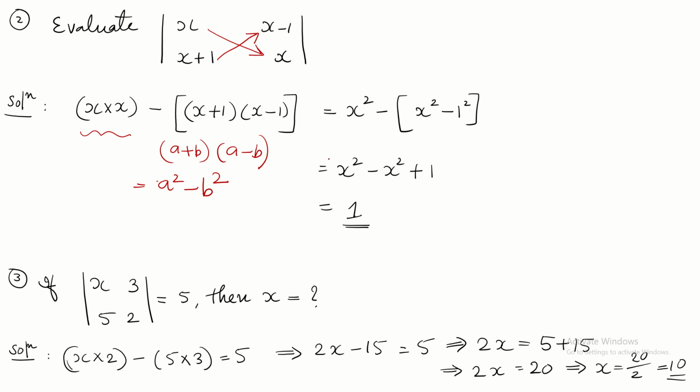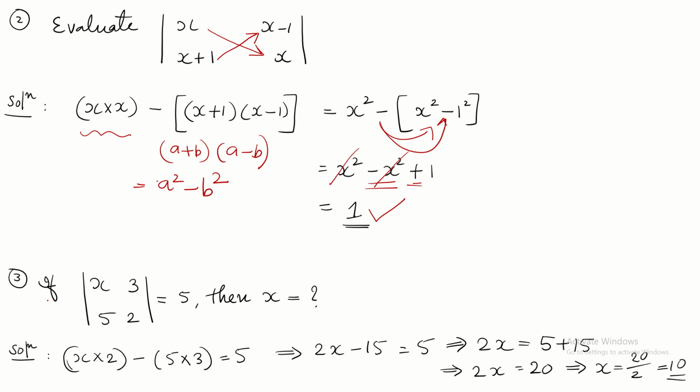The next step I'll be writing x square as it is, minus x square minus 1 square. 1 square is 1. So minus into x square minus x square, minus into minus is plus, then 1. So x square minus x square got cancelled and only plus 1 is left. So the answer for this question is 1. I hope you have understood something about determinants after solving these two questions. Okay, fine. Let's move on to the next question.